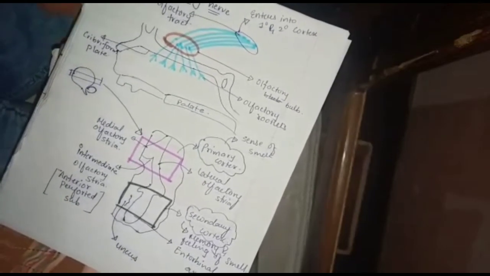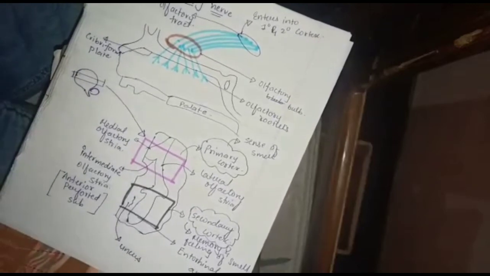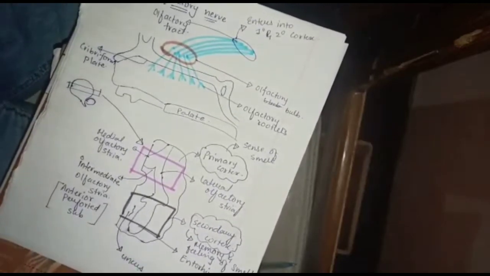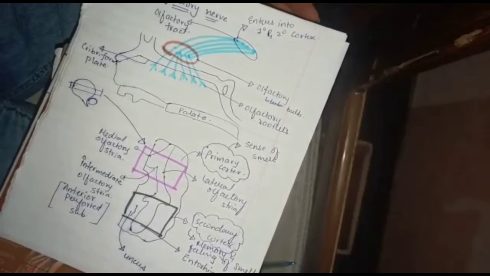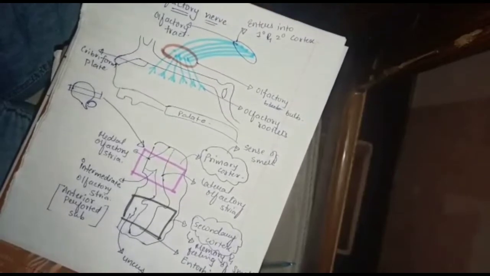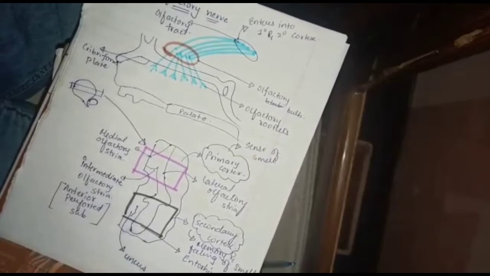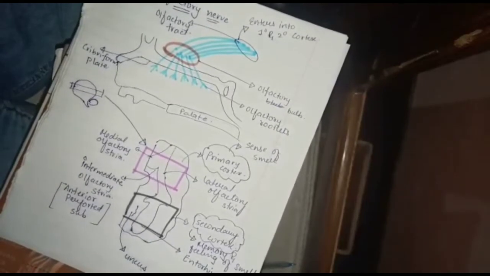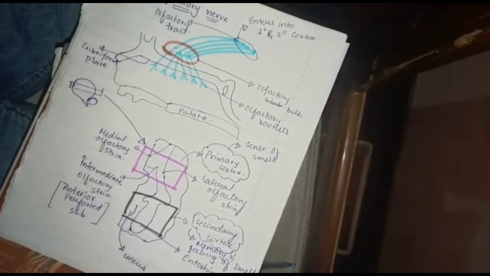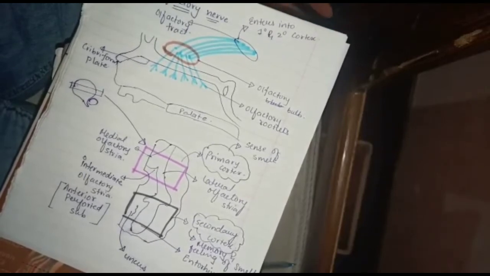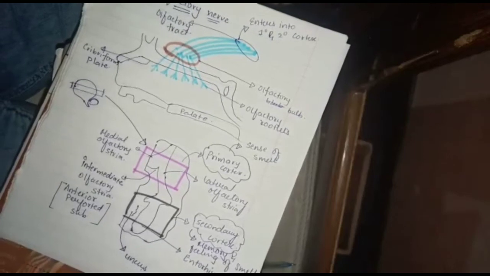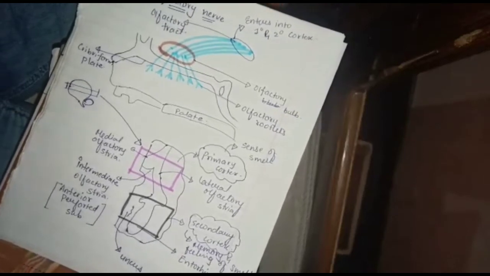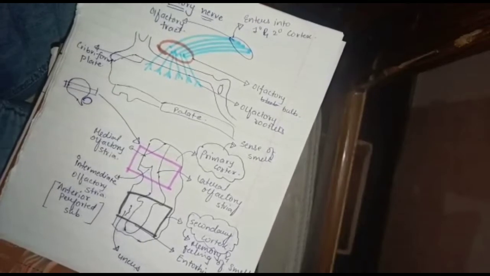So let's do a quick recap. The olfactory nerve starts from the cribriform plate of the nasal cavity, or you can say the mucosa of the nasal cavity, and goes further into the olfactory bulb, and they form one tract which comes into the brain and goes through the primary cortex and secondary cortex. In the primary cortex there are the medial olfactory stria and lateral olfactory stria, and you can also say the intermediate olfactory stria. And the secondary cortex is made up of the entorhinal area and uncus.